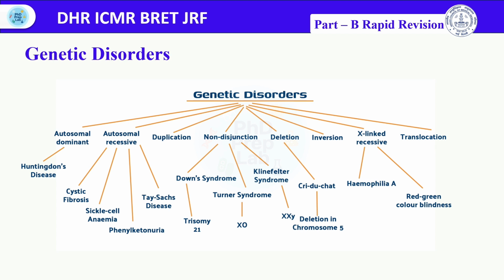Under non-disjunction, you have Down syndrome, trisomy of 21, and Turner syndrome and Klinefelter syndrome as well. For deletion, you have Cri-du-chat syndrome, which is a deletion in chromosome number 5. And for X-linked recessive disease, you need to remember hemophilia A and red-green color blindness. All the examples are very important under the respective type of genetic disorder. Make sure that you remember this and do not forget it at the last moment. Definitely at least 2 questions will come from this portion.